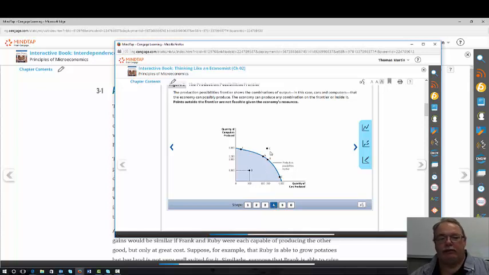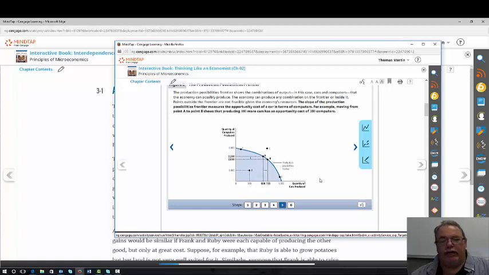They give us a point out here, C. And at the point C, it's unattainable. We do not have the factors of production to produce at that level. We don't know if it's land, which are gifts of nature. We don't know if it's labor, which is all human input, or capital, which is plant and equipment. We just know it cannot be done.